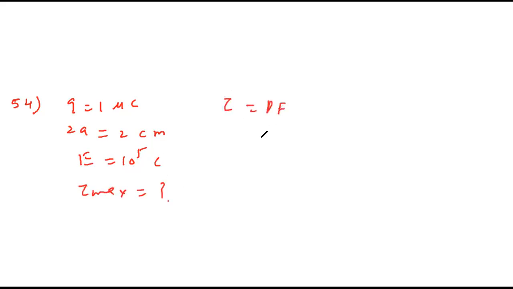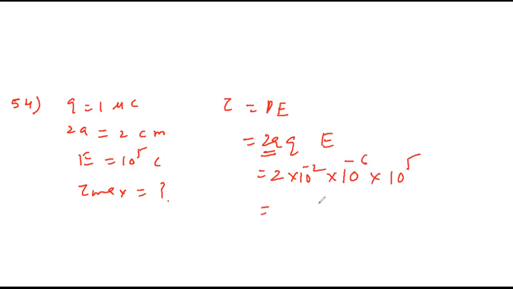P into E. Correct. So 2aq into E. 2a is 2 centimeter, 10 raised to minus 2. See, don't make the mistake, a is not the distance, 2a is the distance. Q is 1 micro, so 10 raised to minus 6 into 10 raised to 5. That gives 2 into 10 raised to minus 3 Newton meter.